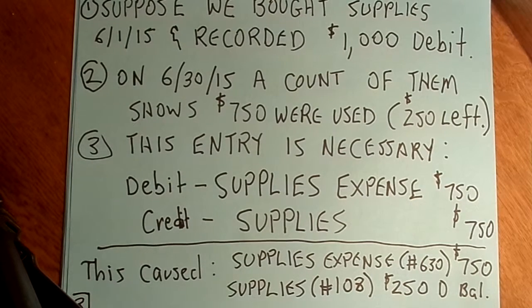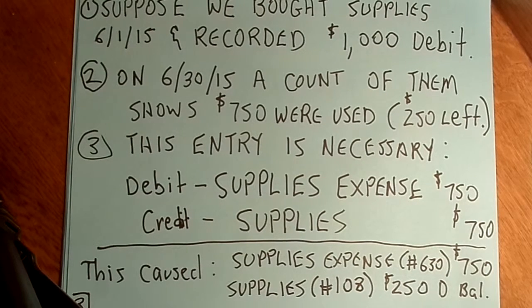Well, on June 30th, it could well work out that there's no longer $1,000 worth of supplies. For example, we might do a count, and the count could reveal that there's only $250 worth of the supplies left. And that would seem to mean that $750 were used. This would cause the need for an adjusting journal entry at the end of the month.